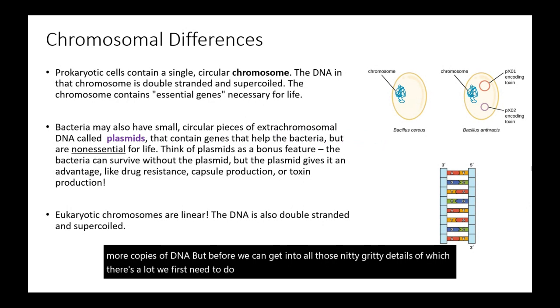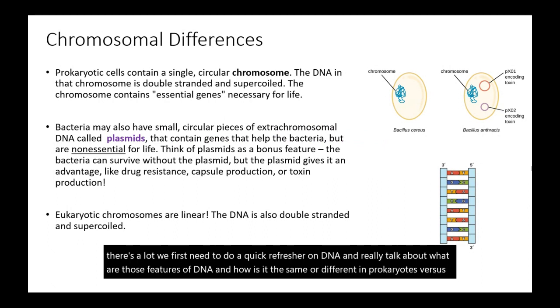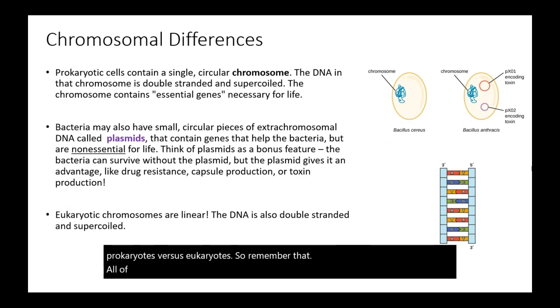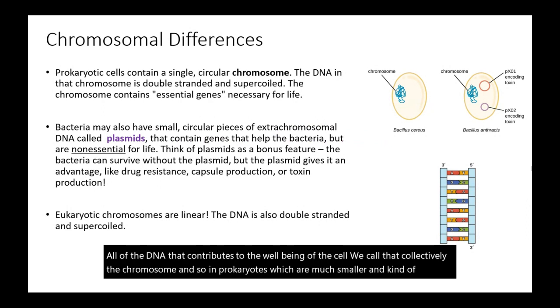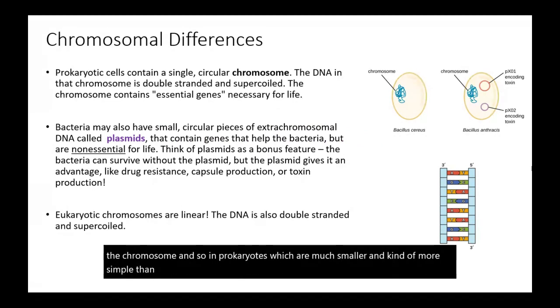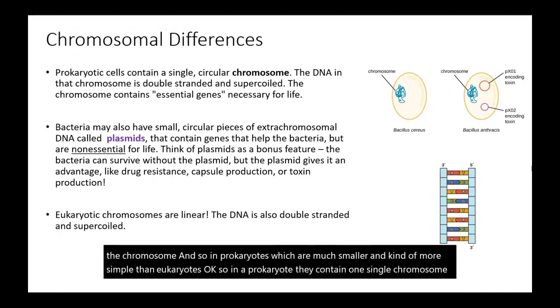a quick refresher on DNA and really talk about what are those features of DNA and how is it the same or different in prokaryotes versus eukaryotes. So remember that all of the DNA that contributes to the well-being of the cell, we call that collectively the chromosome. And in prokaryotes, which are much smaller and more simple than eukaryotes, they contain one single chromosome that is circular.